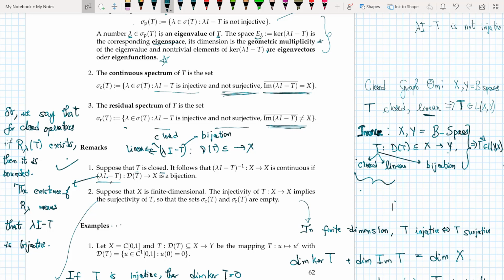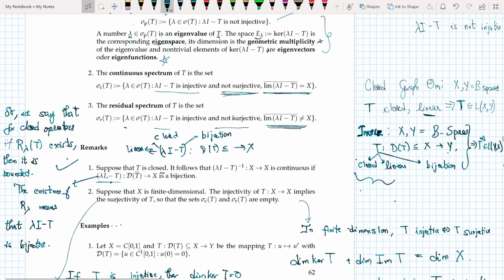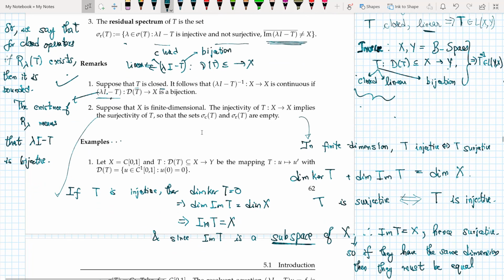And in the next remark, I see that suppose X is finite dimensional, then the injectivity of T going from X to X implies the surjectivity of T. So the sets, the continuous spectrum and the residual spectrum are empty. So why does this happen? From the rank nullity formula, this is applicable for the case of finite dimension only. So if you see this formula, the dimension of kernel of T plus dimension of image of T is equal to the dimension of X, and I say that T is surjective if and only if T is injective.